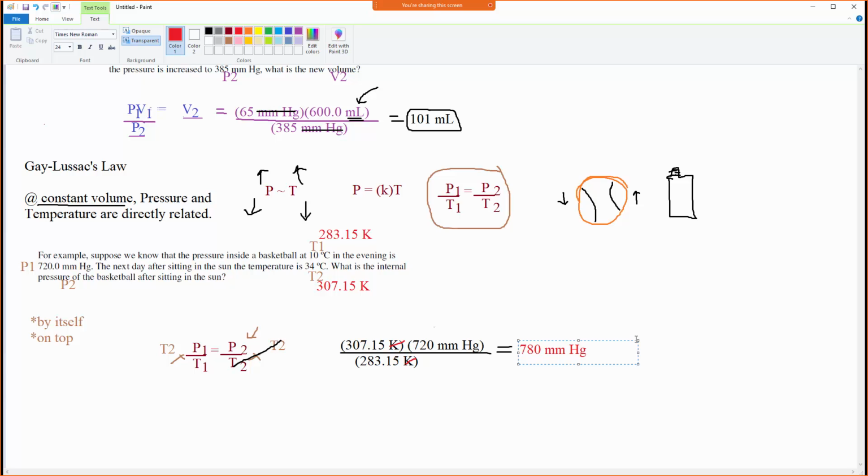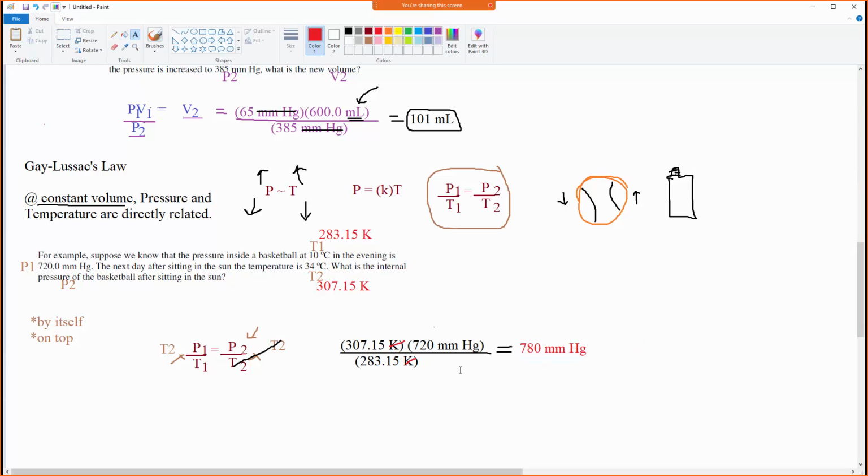So here you can see if atmospheric pressure is 760 millimeters of mercury, then in the evening here, it was less than atmospheric pressure. Like you would be able to kind of dent that, it would be very soft. And this is greater than the atmospheric pressure. So it would actually be a little bit firm. Does that make sense?